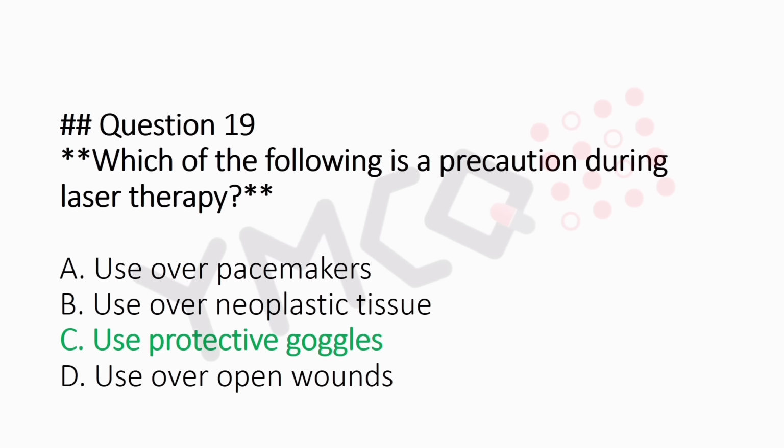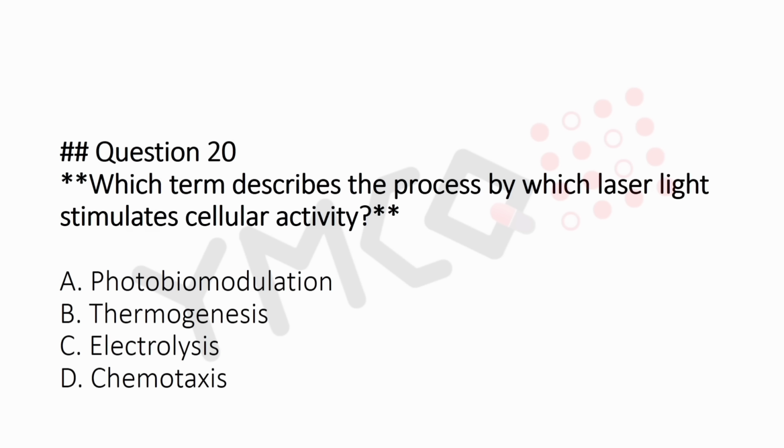Now let's move to question number 20. Which term describes the process by which a laser light stimulates cellular activity? Option A, photobiomodulation. Option B, thermogenesis. Option C, electrolysis. Option D, chemotaxis. And the answer is option A, photobiomodulation.